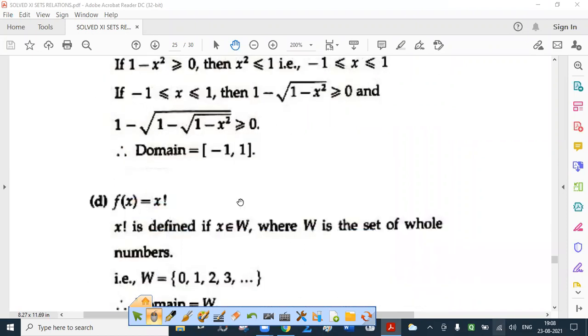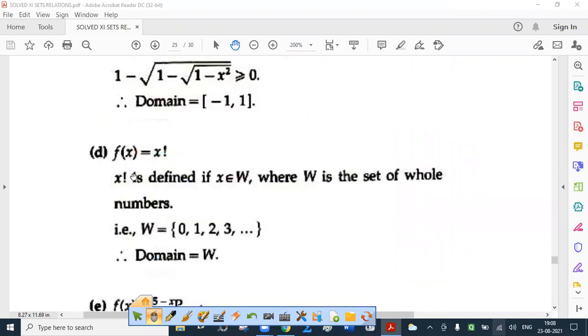Now, I'll try to explain. You have to read this as f of x equal to x factorial. Now, what is x factorial? Factorial means product of first n consecutive natural numbers. Now you will ask me, but sir, 0 is not a natural number. Yes, but 0 factorial is defined to be 1. In other words, x factorial is defined if x belongs to set of whole numbers. So domain is set of whole numbers.